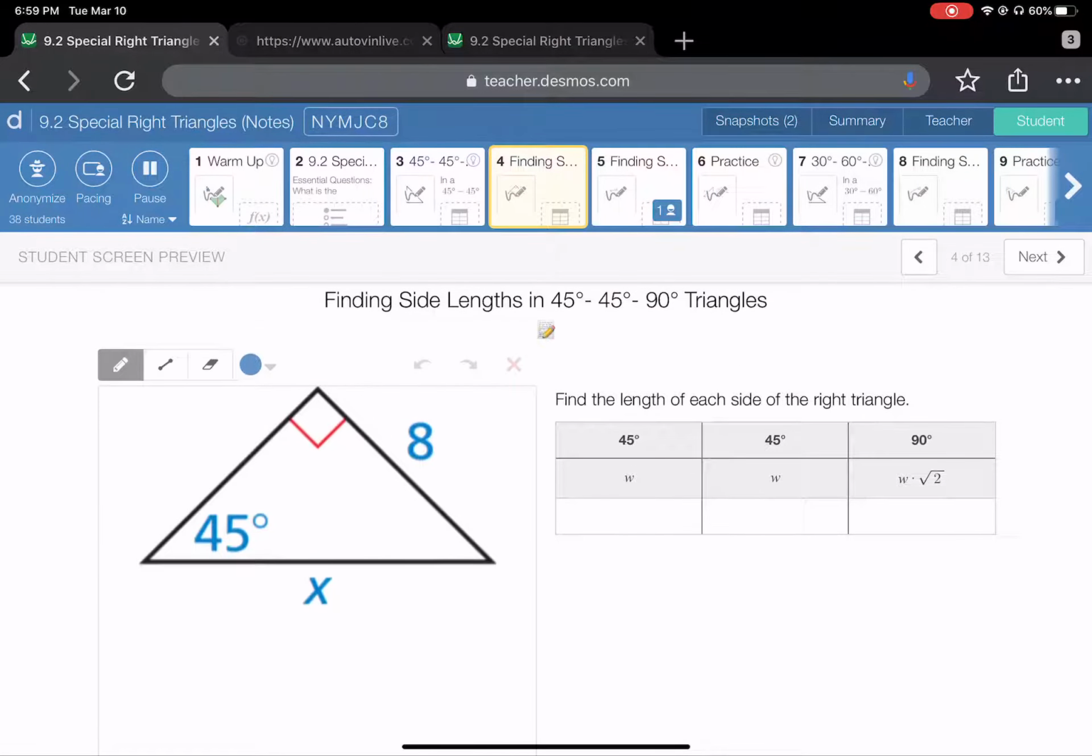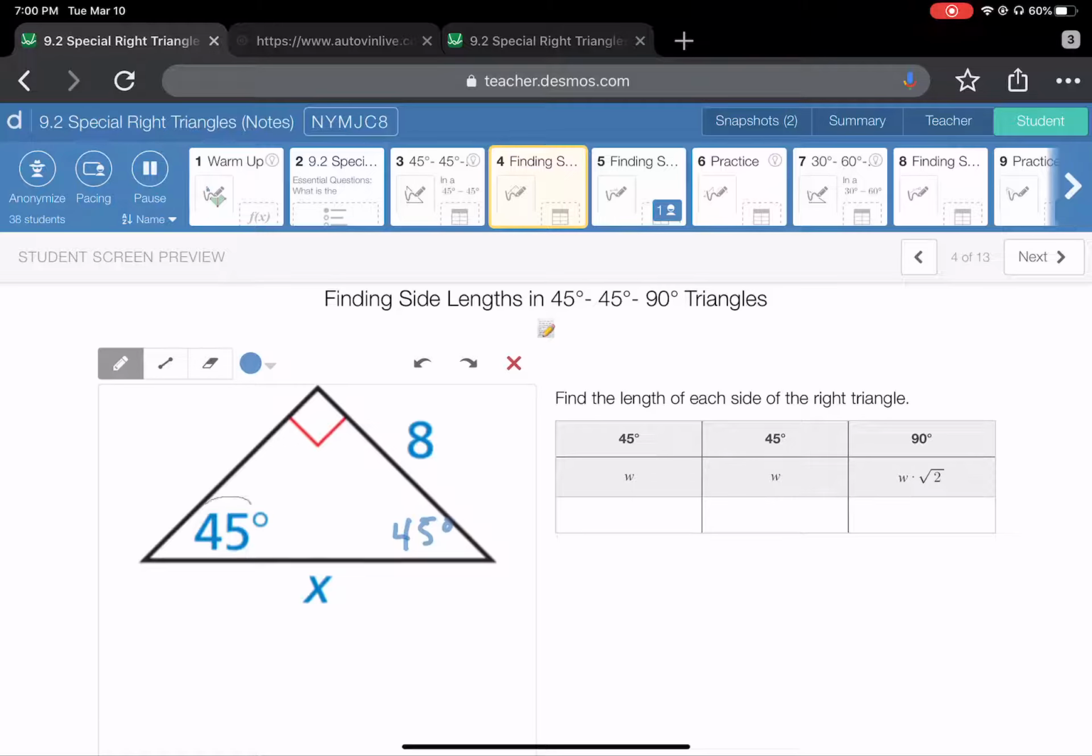So what we have here is a triangle that has an angle of 45 and an angle of 90. The first thing we have to do is figure out what this angle over here is. Because this is 90 and this is 45, we can figure out that this one here is also 45 degrees because of the triangle angle sum theorem. Now I'm going to use this table on the right to figure out what this x value over here is.